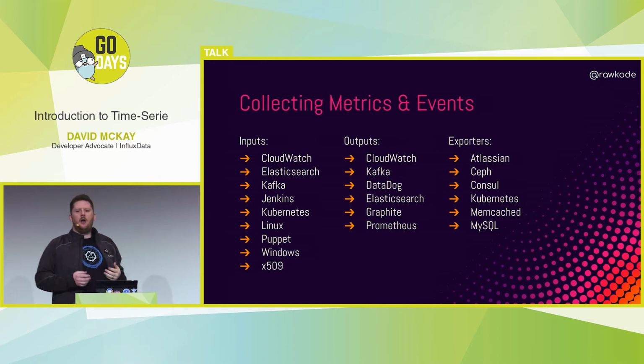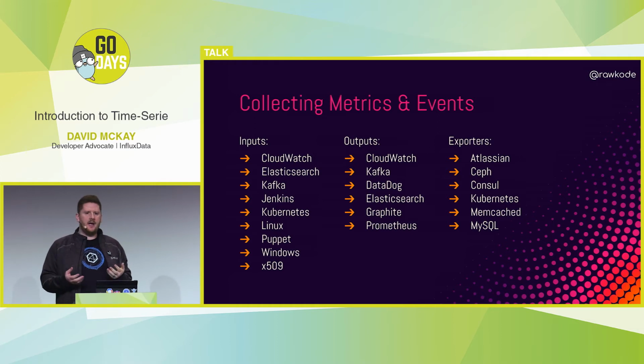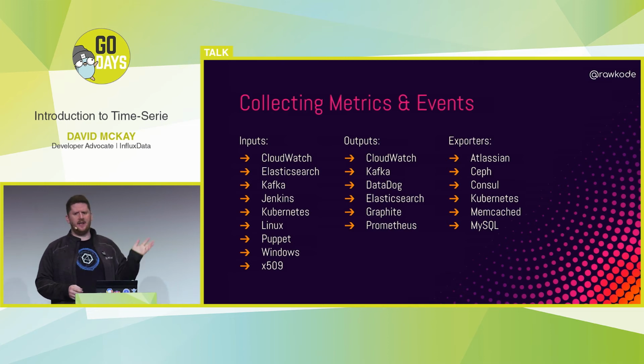The reason I'm listing the outputs here, this is a Telegraf-specific thing, is that Telegraf doesn't actually care if you're using InfluxDB. So you can still use Telegraf and write your metrics to Prometheus or to any other time series database. We support, I think, over 50 output plugins.